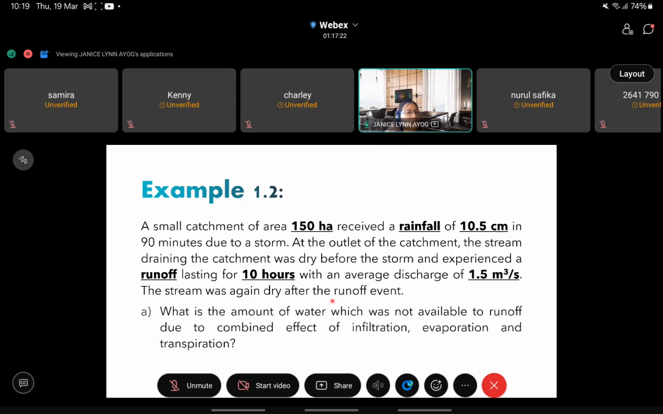So first, what is the amount of water which was not available to run off due to the combined effect of infiltration, evaporation, and transpiration? So combined effect, if you recall just now, is basically losses. And then the next question is, what is the ratio of runoff to precipitation? So what is the solution then?